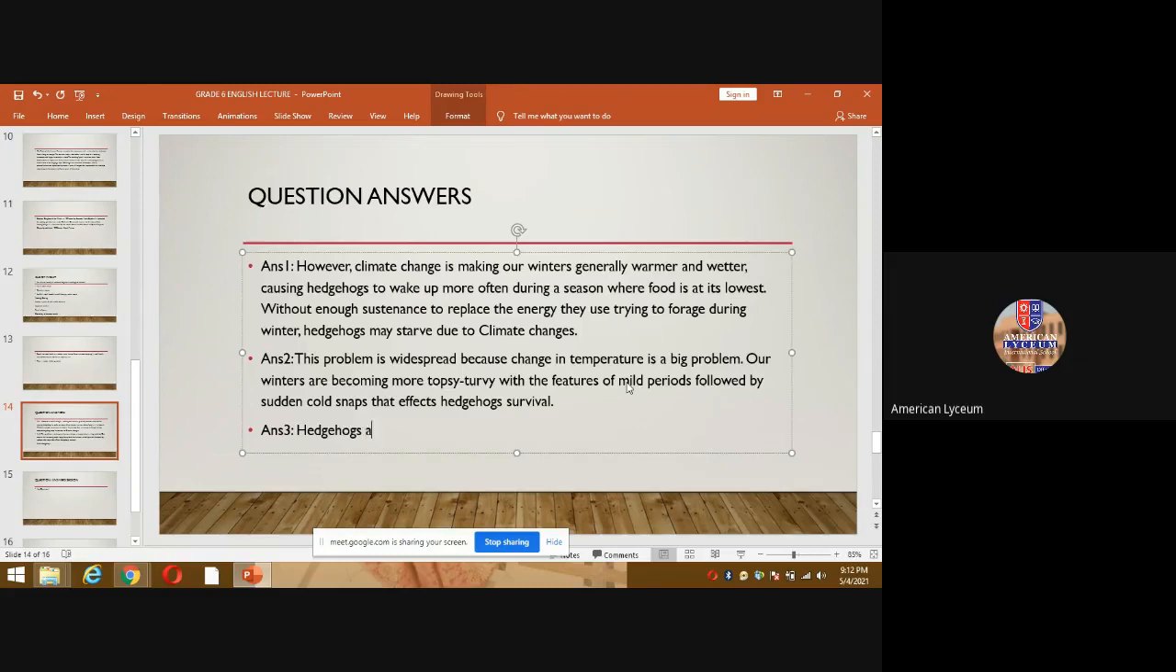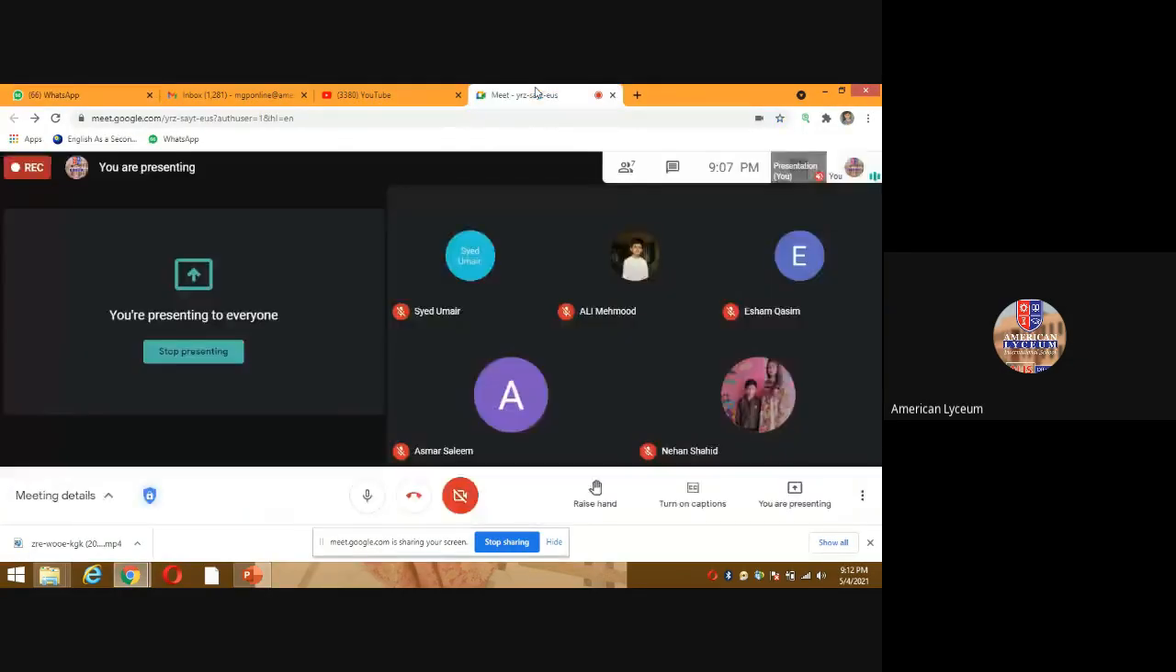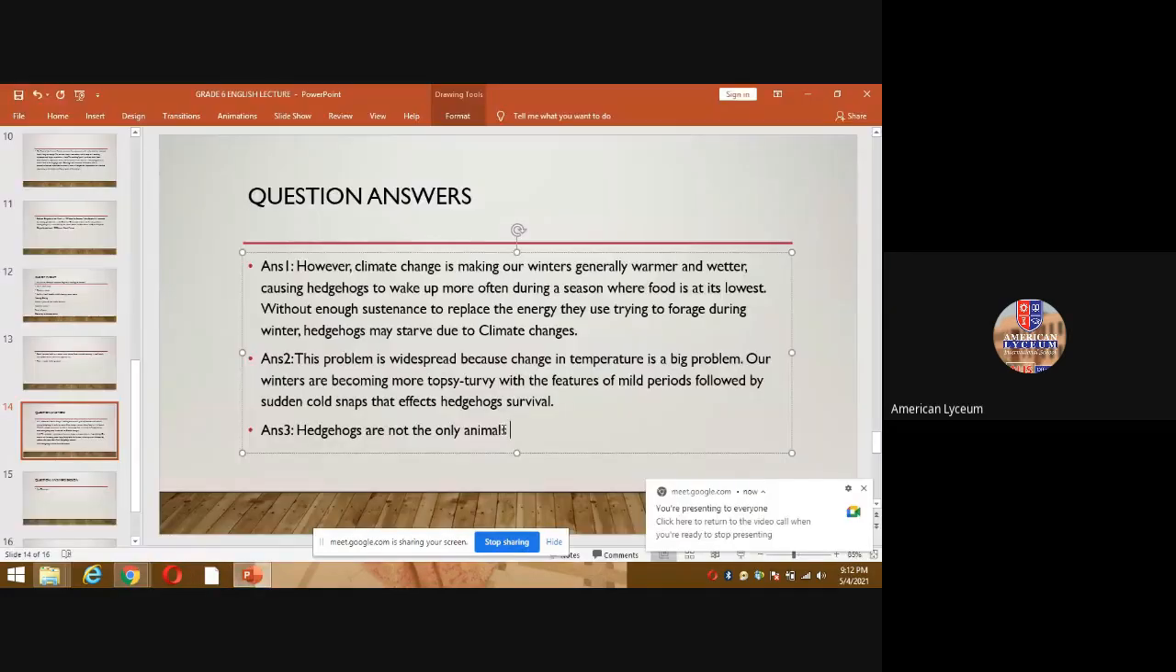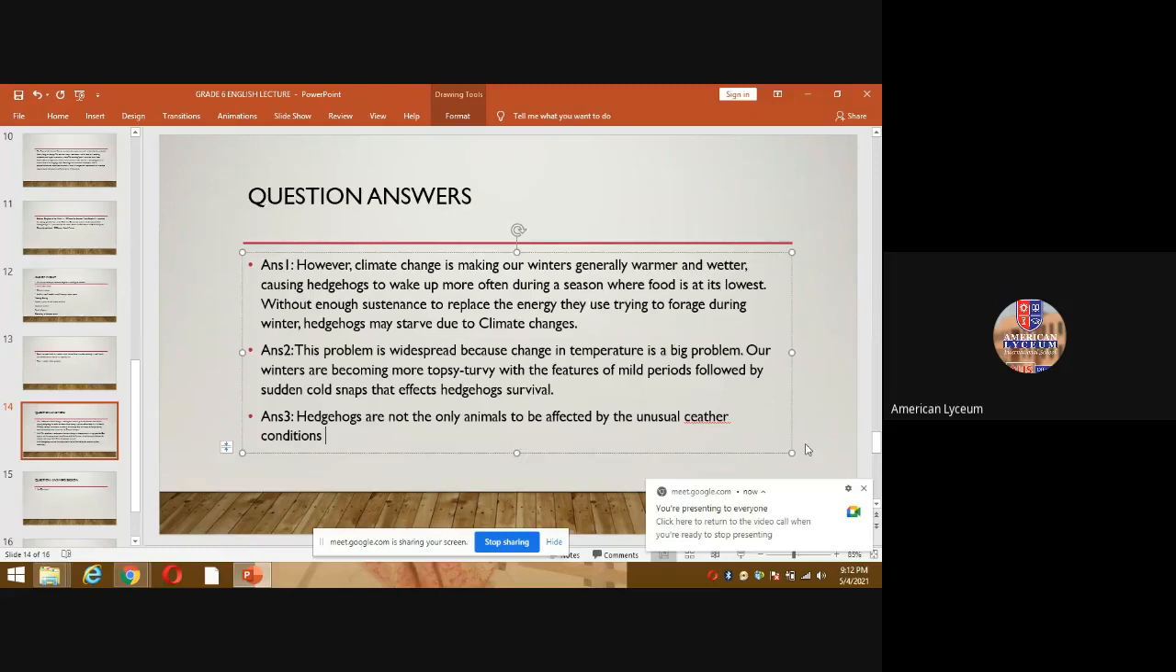Hedgehogs are not the only animals. Hedgehogs are not the only animals to be affected by the unusual climate weather conditions. Only three questions we have to do today.